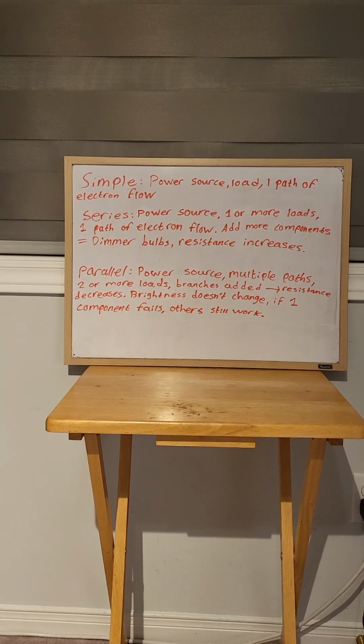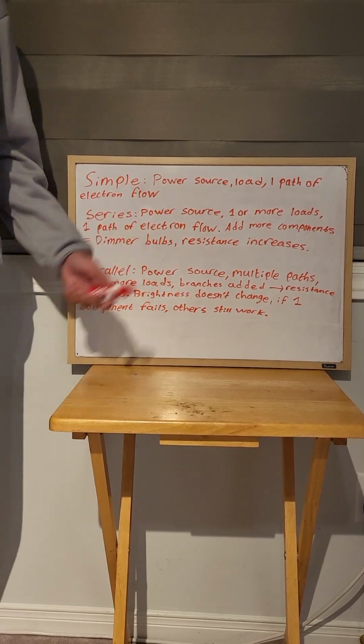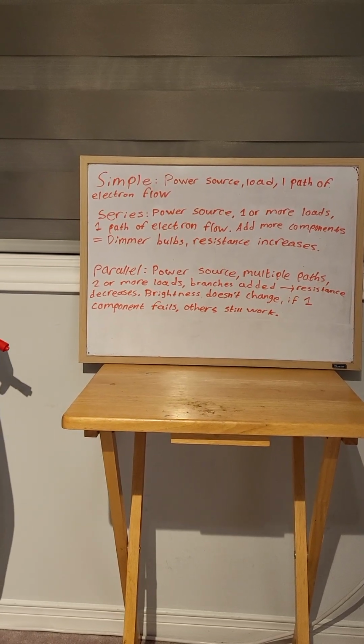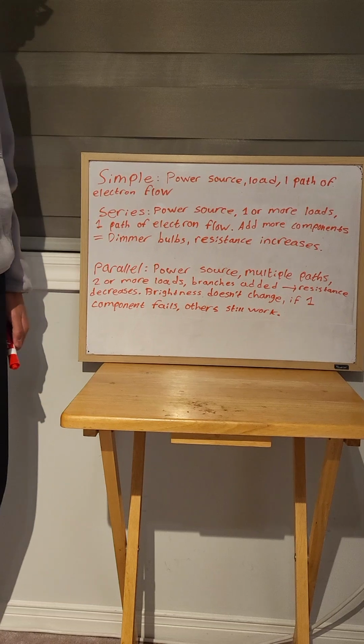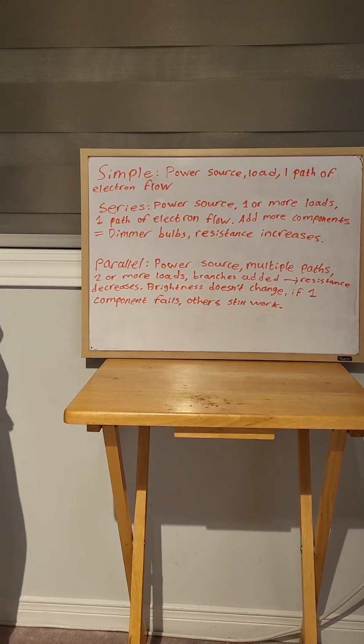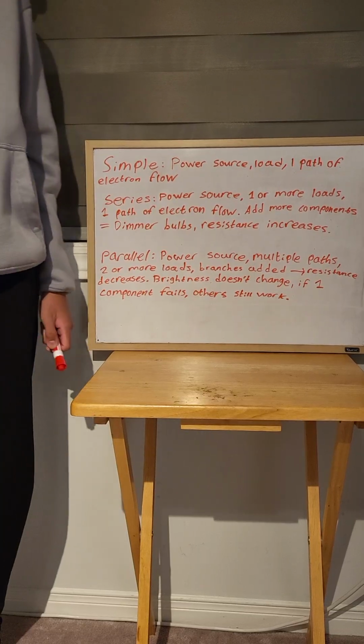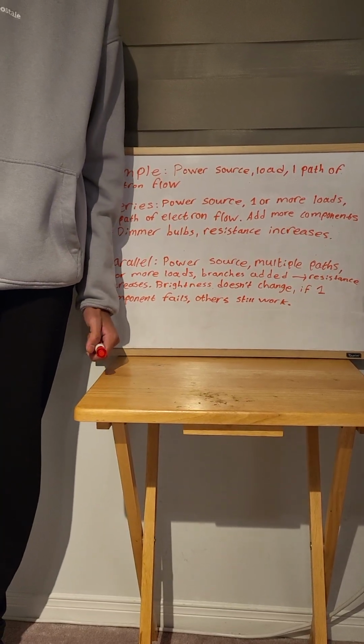For parallel, you have a power source, multiple paths because you have multiple branches. You have two or more loads, branches added equals resistance decrease. Brightness doesn't change. If one component fails, the others still work because there are multiple paths.